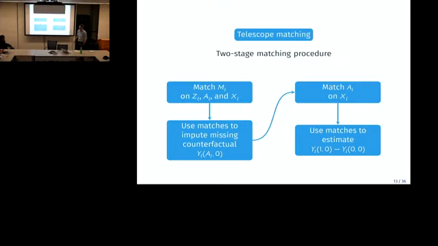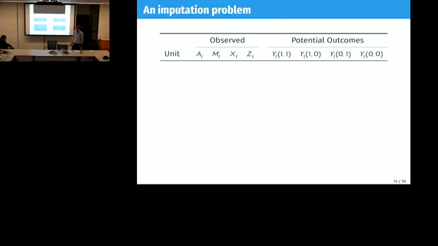Yeah. I just want to give a broad overview of the procedure, and then I'll go through them. So I'm going to give you a particular example because this can get somewhat complicated. Here we're going to focus on this as being like an imputation problem with missing data. Each row here is a unit. I have some observed data, A, M, X, and Z, and then I have some potential outcomes that people can take. This is kind of like the science table, so to speak.